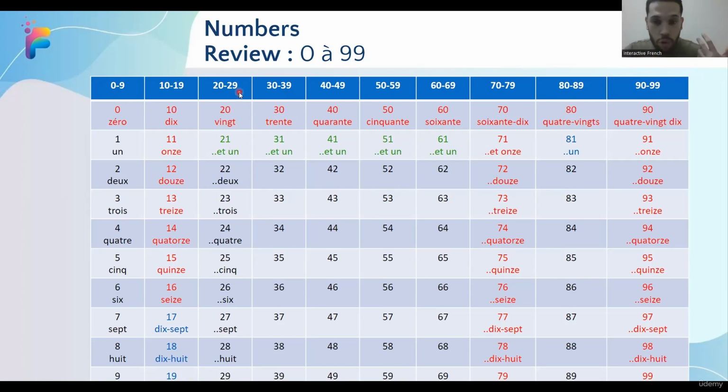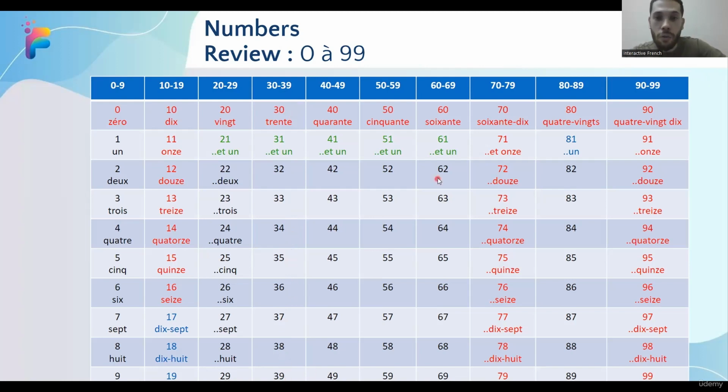Okay, if I want to say the numbers from 20 to 29 now, it goes 20, 21, 22, 23, 24, 25, 26, 27, 28, 29. Moving on to 30 to 39 now: 30, 31, 32, 33, 34, 35, 36, 37, 38, 39.